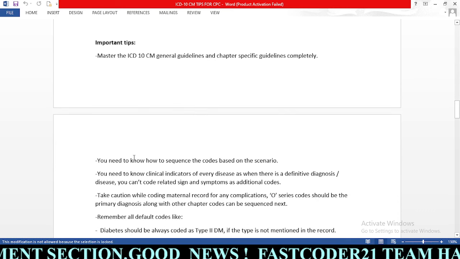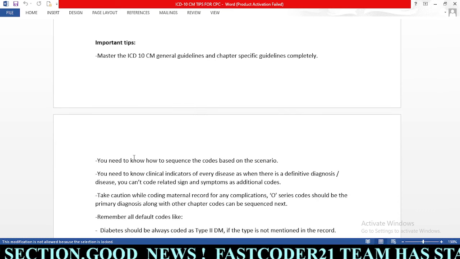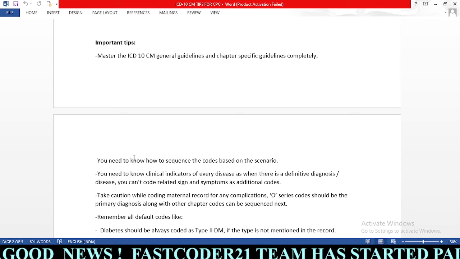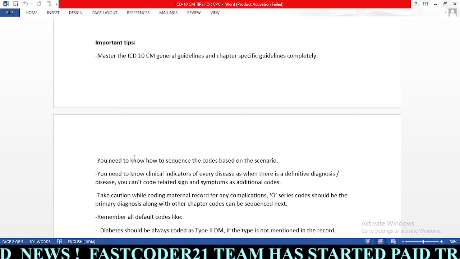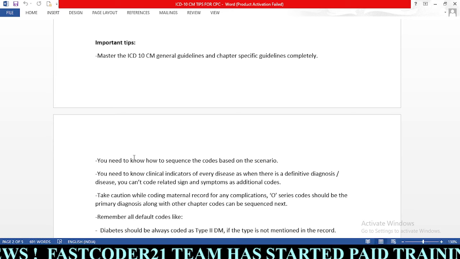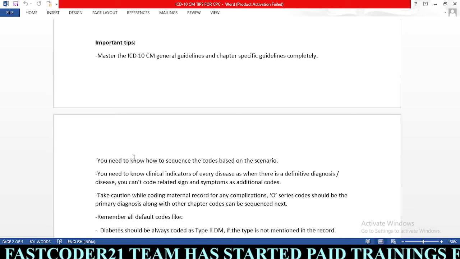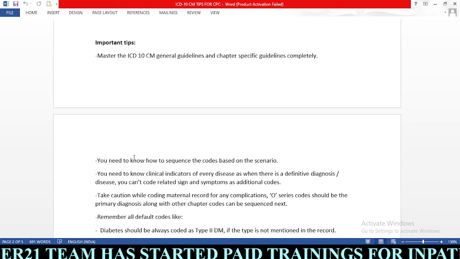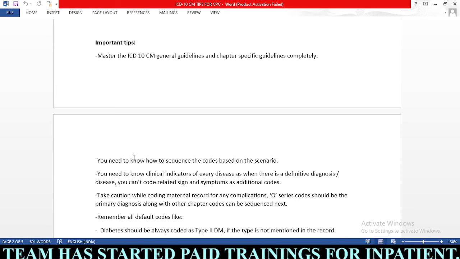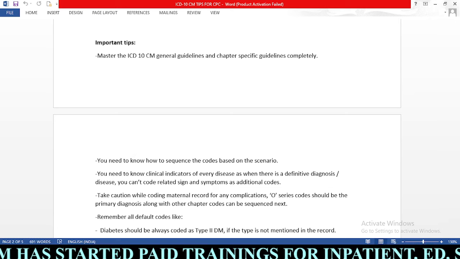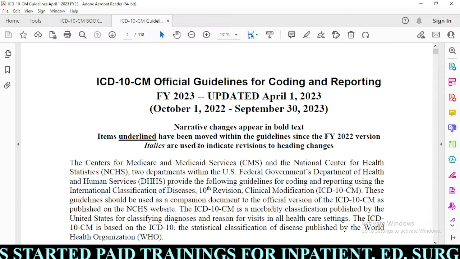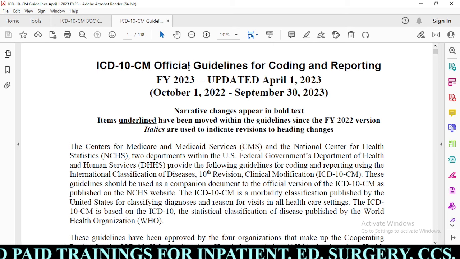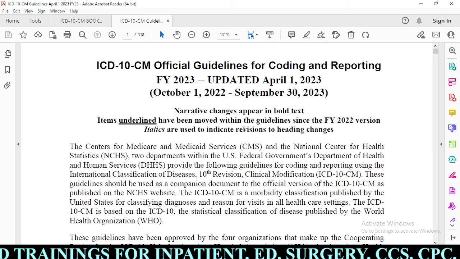Next, we will learn a few important tips for the ICD-10-CM CPC examination. In order to master or prepare ICD-10-CM for the CPC, you need to master the ICD-10-CM general guidelines and chapter-specific guidelines completely. As all of us know, you need to master all these guidelines, the ICD-10-CM official guidelines for coding and reporting.